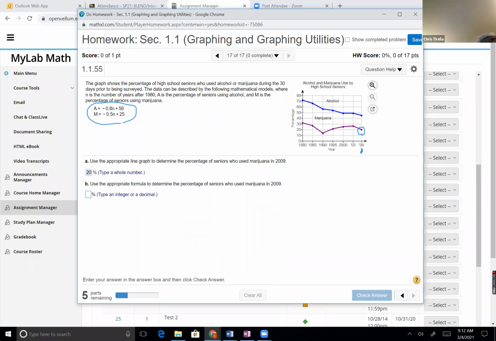What they ask us to do is use the appropriate formula to determine the percentage of seniors who use marijuana. So this time, rather than using the graph, they want us to use the formula. The formula for marijuana is M equals negative 0.5 N plus 25. Well, we said N is the number of years after 1980. So if I take 2009 minus 1980, I get that N is 29 years. And so now I'm going to plug in 29 for N.